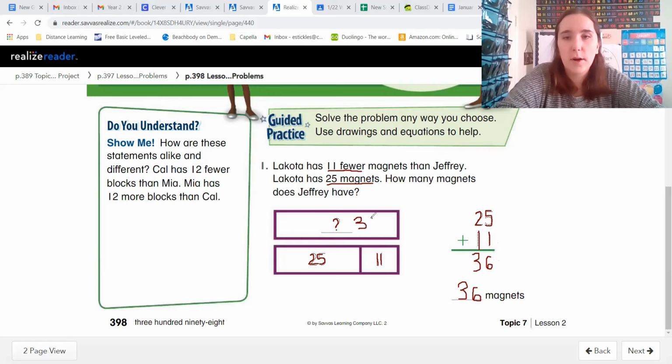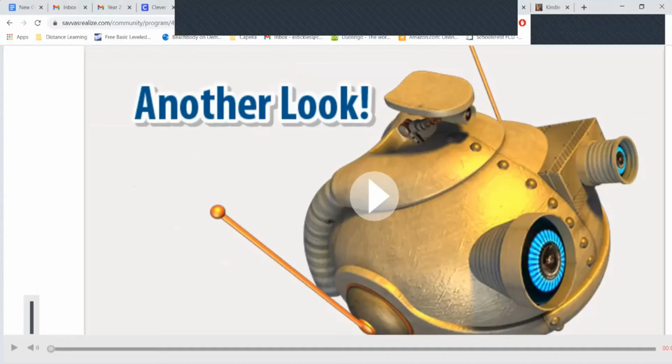And it helps to fill in your bar diagram when you're all done, because then you can see what you solved for. Jeffrey has 36 magnets. Lakota only has 25 magnets, so that means that Lakota has 11 fewer than Jeffrey. We're going to watch one more quick video.